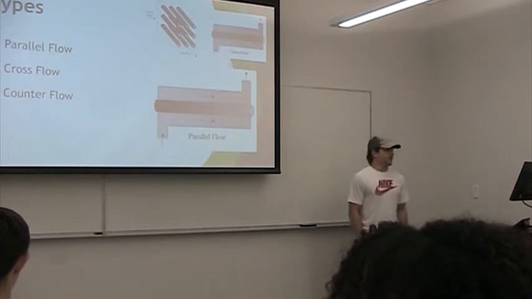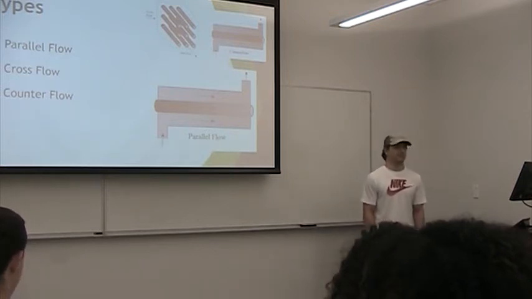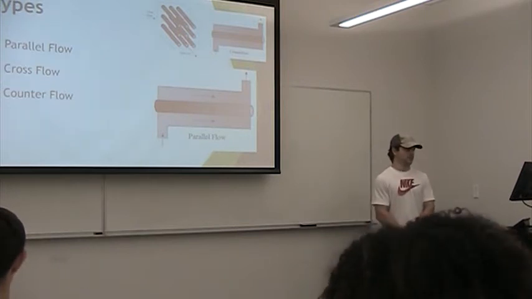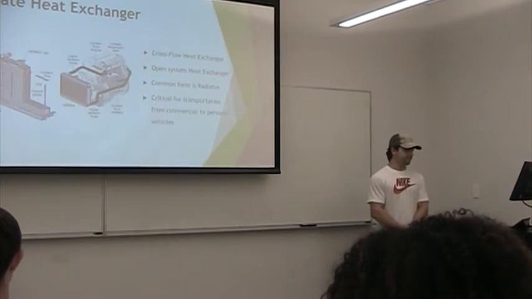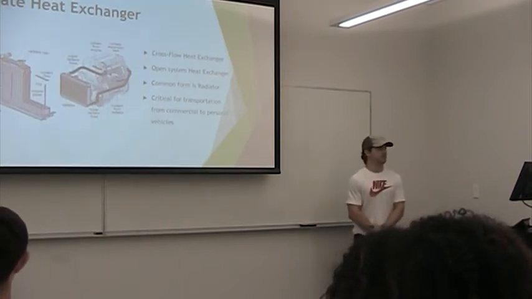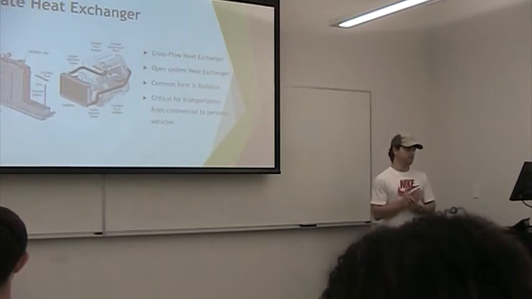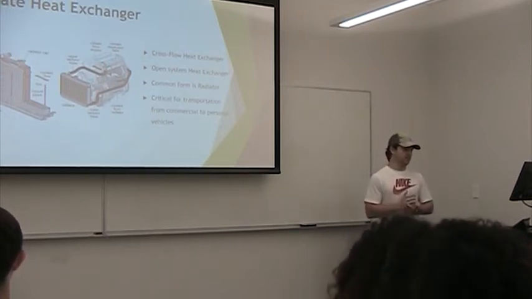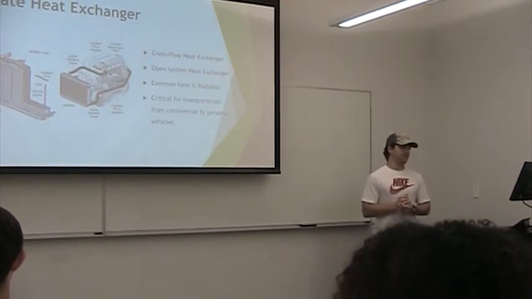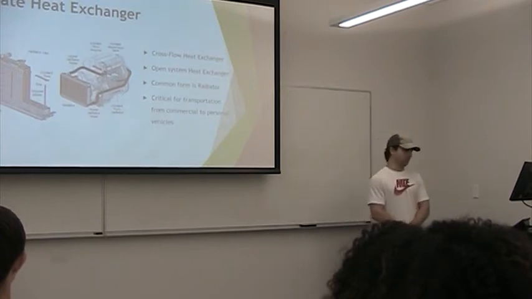So the three basic types of heat exchangers are parallel, cross-flow, and counterflow, and as you can see in the diagrams, they're pretty self-explanatory. One example is a plate heat exchanger, and it's a cross-flow open system heat exchanger, and the most common example is a radiator. Radiators are critical for transportation. They're used in almost all automobiles.